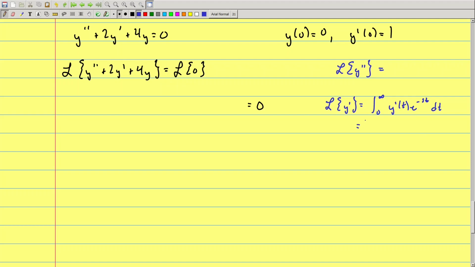What that's going to give us is y of t e to the minus st evaluated at 0 and infinity, plus the integral from 0 to infinity of y of t s e to the minus st dt, because we have to integrate e to the minus st to go from dv to v, and the integral of this is this.